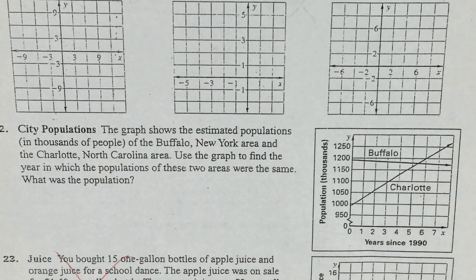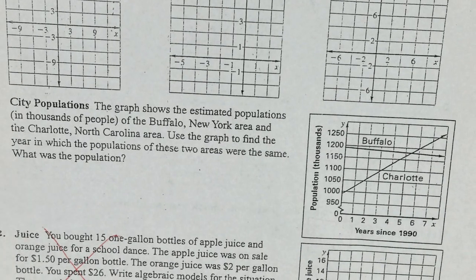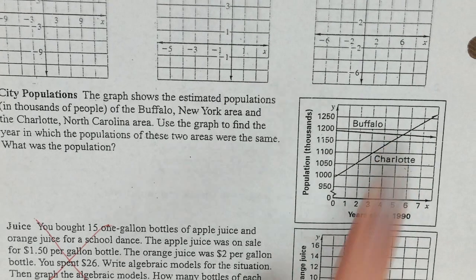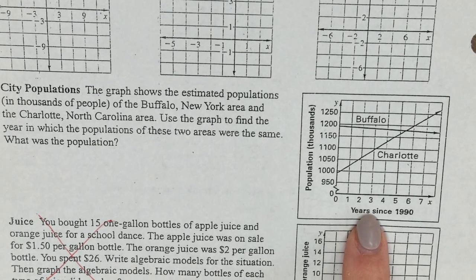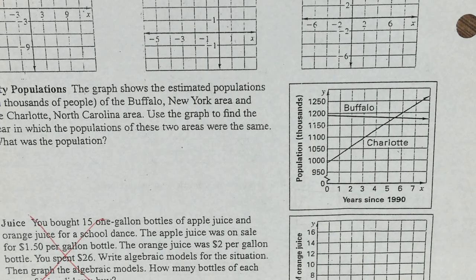Don't overthink 22. What are we learning? The solution is where the lines meet. Do you see where the lines meet right here? And that's probably going to be your answer. But you're going to have to interpret it. Look at the x-axis. What does it say? Years since 1990. So you're going to have to write the year and then the answer on the y-axis of whatever that is. Okay? All right, you may start.